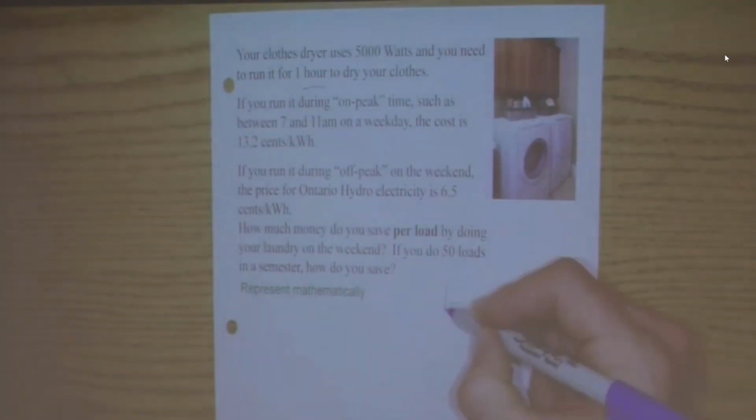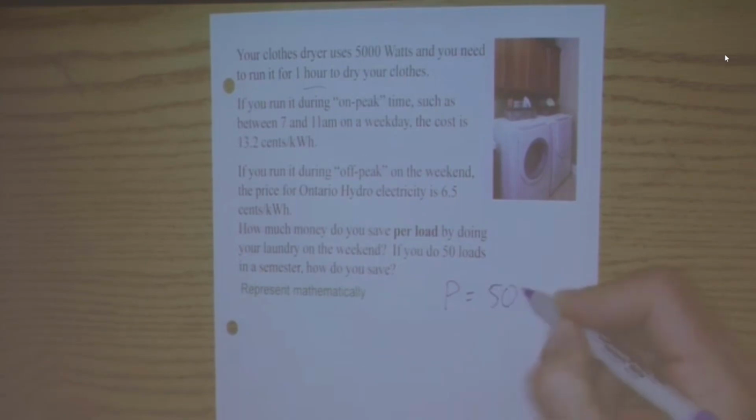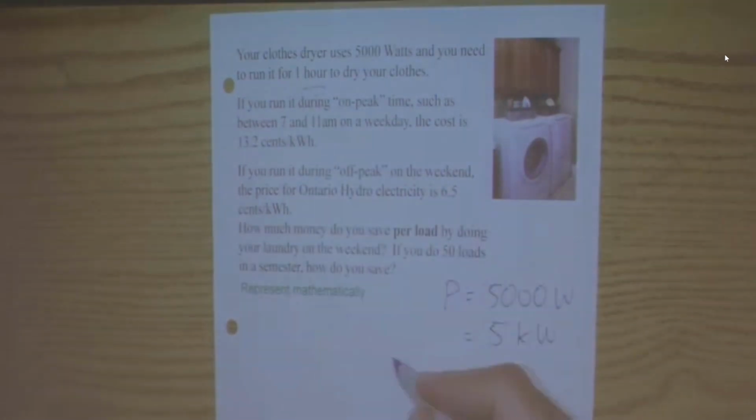So the power here is 5,000 watts, which is equal to 5 kilowatts. And one load takes 1 hour of time, so your delta T is 1 hour.